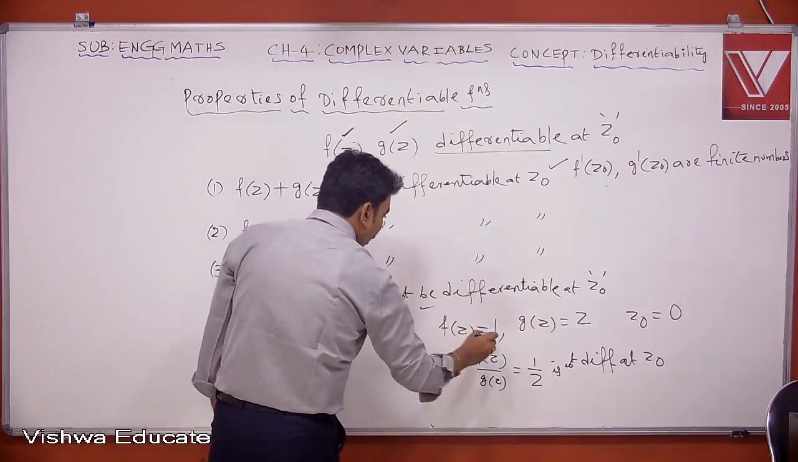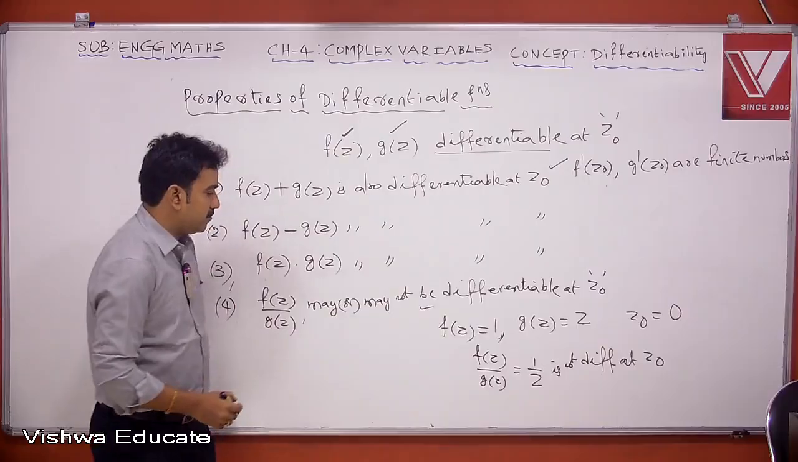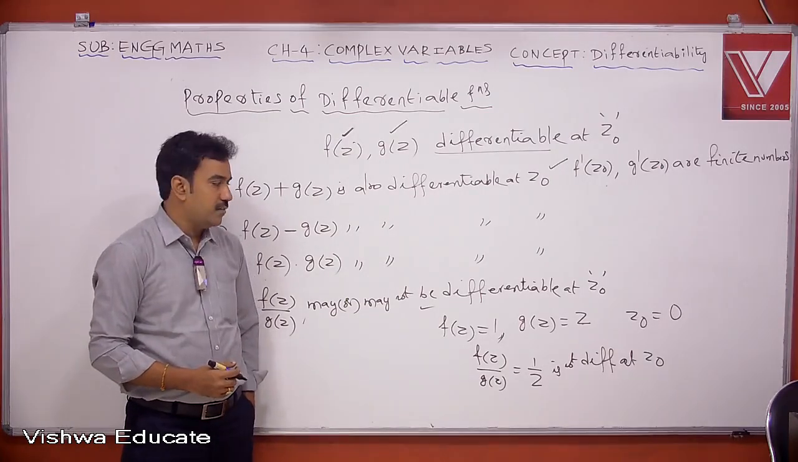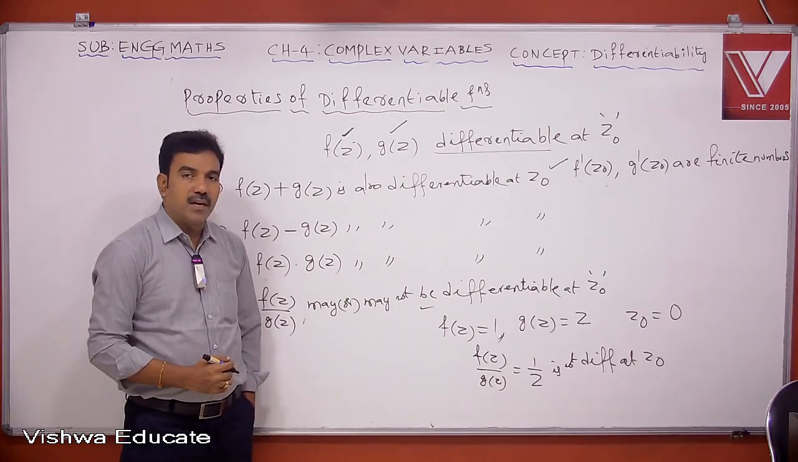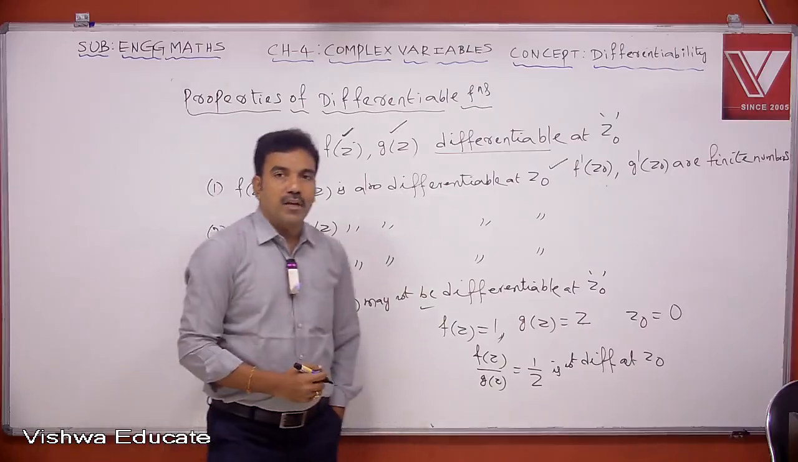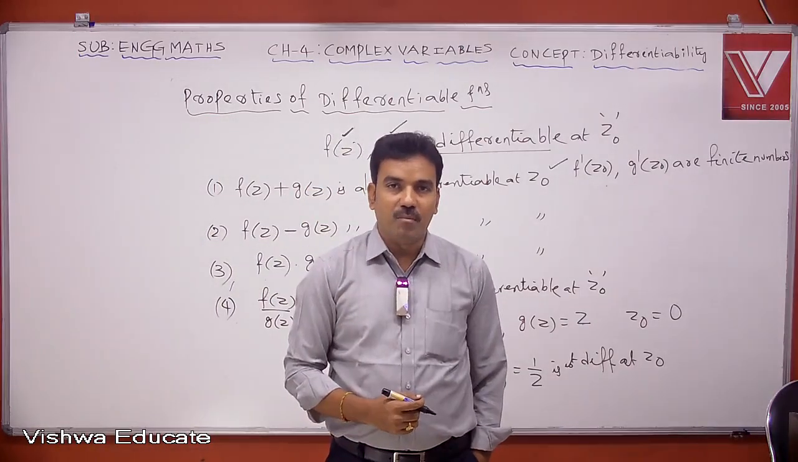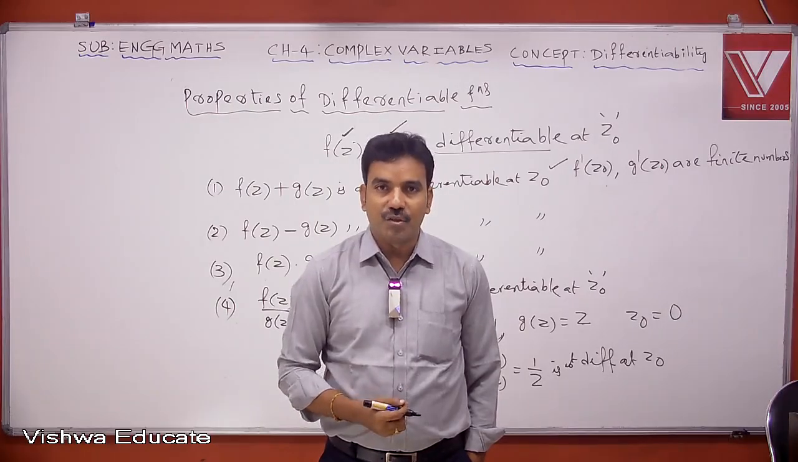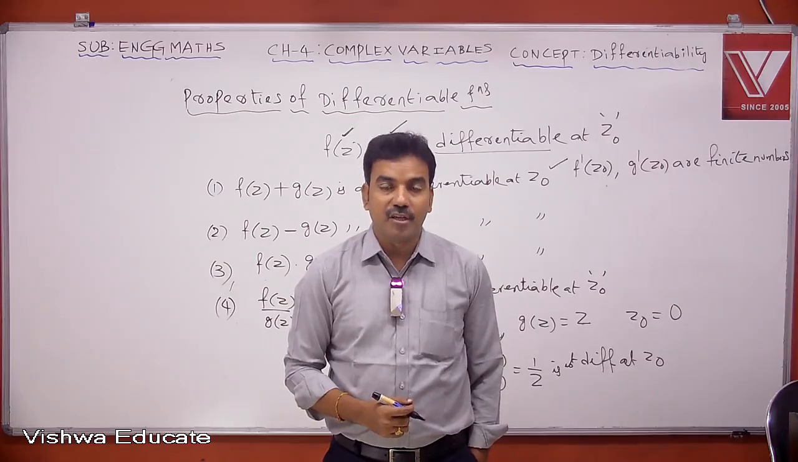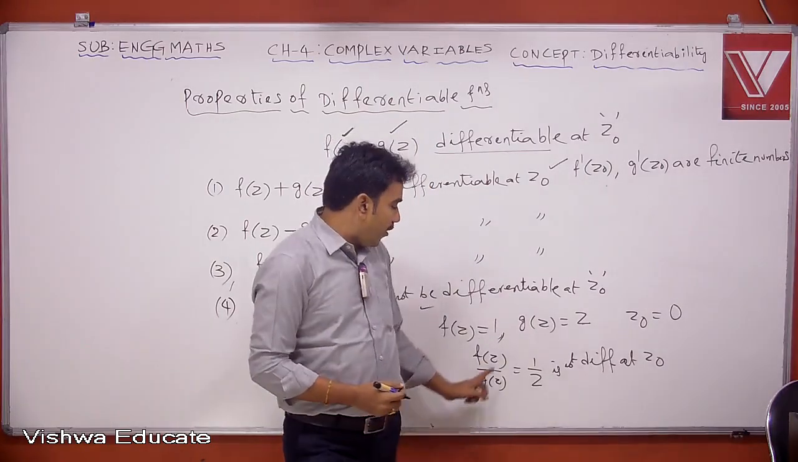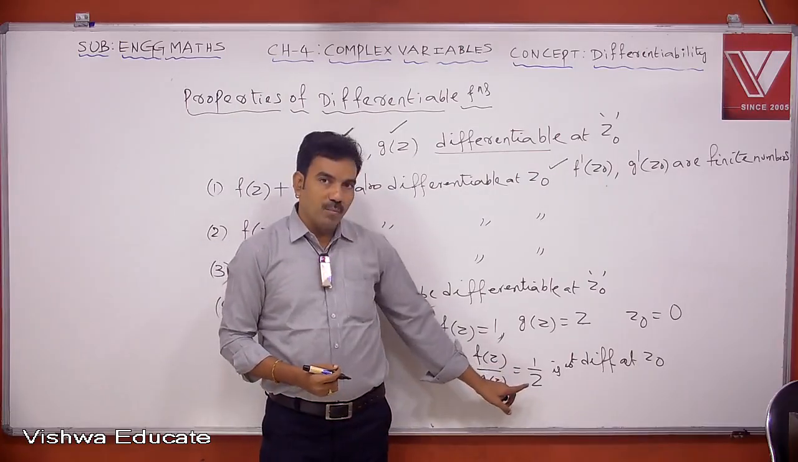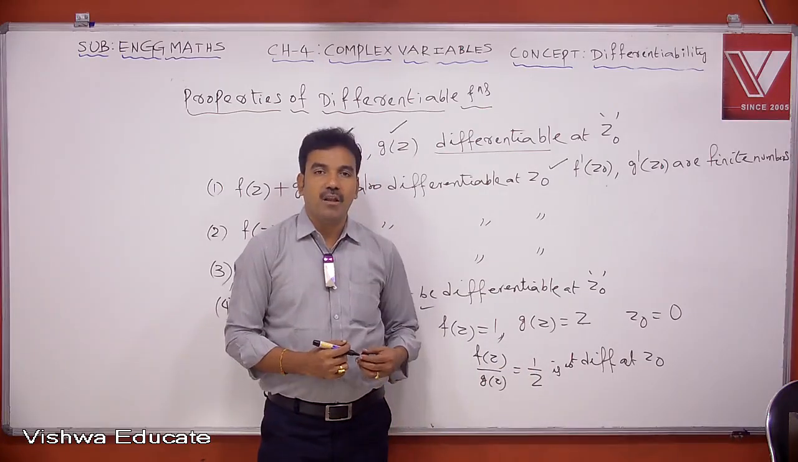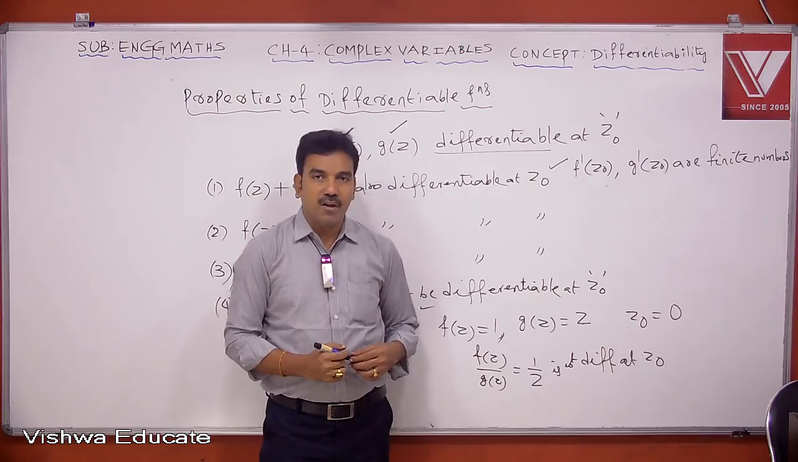Consider f of z equal to 1 and g of z equal to z. Both f of z and g of z are differentiable at z0 equal to 0. Here my z0 is 0. But f of z by g of z equal to 1 by z is not differentiable at 0.